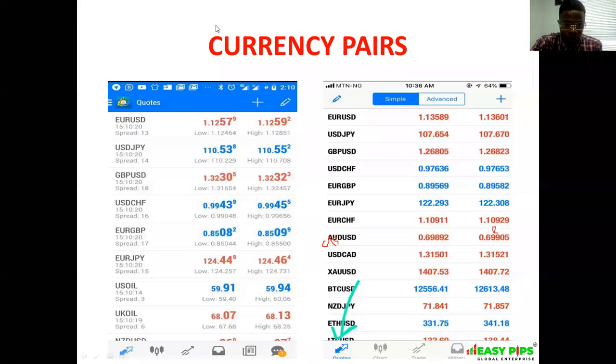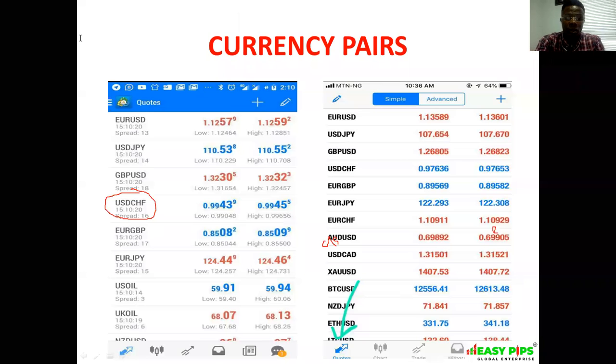Let me show you an example. This is an example, USD CHF. USD CHF, the value is 0.9943. The value in this place, at the time I took the screenshot, was 0.9943. This simply means, let me spell it out.